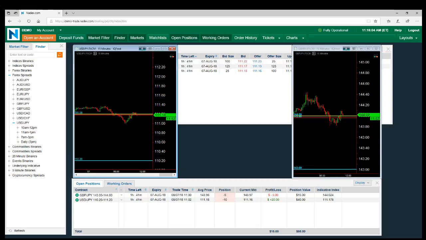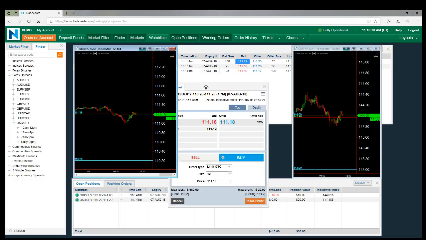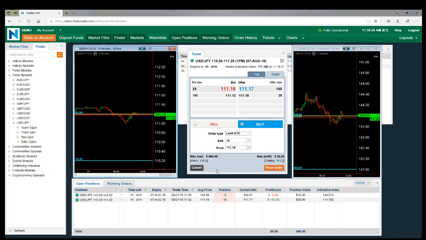Now, you don't have to stay in until expiration. You could actually go in, make your money, and then exit the position. To exit the position, all you have to do is click on your working order. Your ticket comes up, and you can actually click on the buy. Right now you would be at break even. Right now you've made $1 per contract, or you can actually set a target.